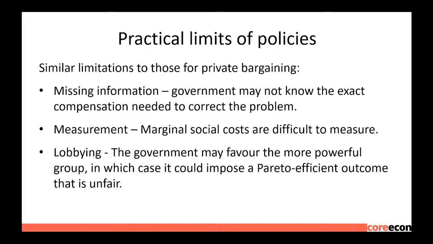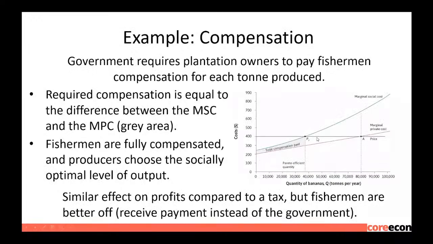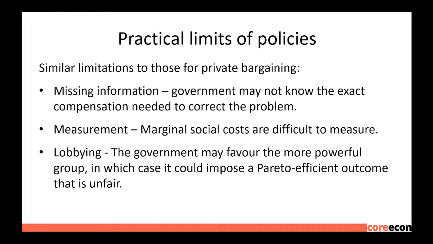As always, after looking at the policy, we look at the limitations of such policies. And you might not be surprised to see that they're actually quite similar to what we've been discussing in the case of the private bargaining solution. There's always the problem of missing information, right? The government may not know the exact compensation needed to correct the problem. There's an element of measurement. Marginal social costs are actually difficult to measure, right? So here it's neatly drawn up, but in reality we have imprecise information at best about the incremental effect of more production in terms of damage on the fish. There's feedbacks, and so this signal is noisy.